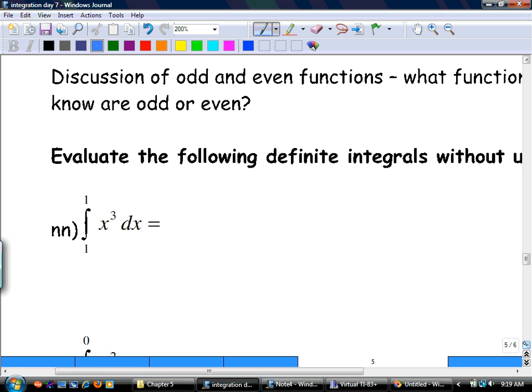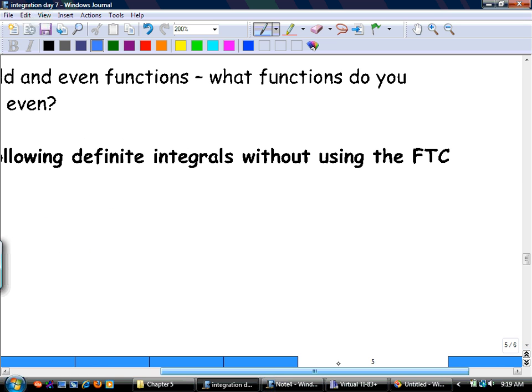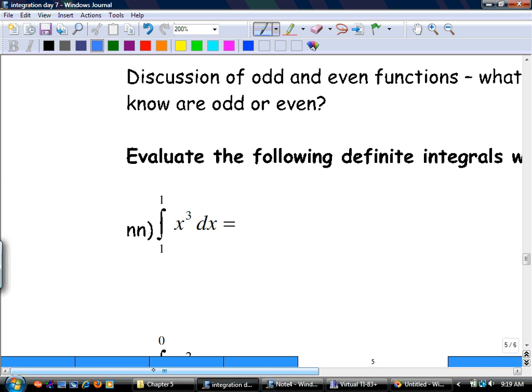So, discussion on odd and even functions. How do you know which functions are odd and even? Well, is x cubed an even function, or is cubing an odd function? Okay, so you look at the power. Look at the power. What else can you do?